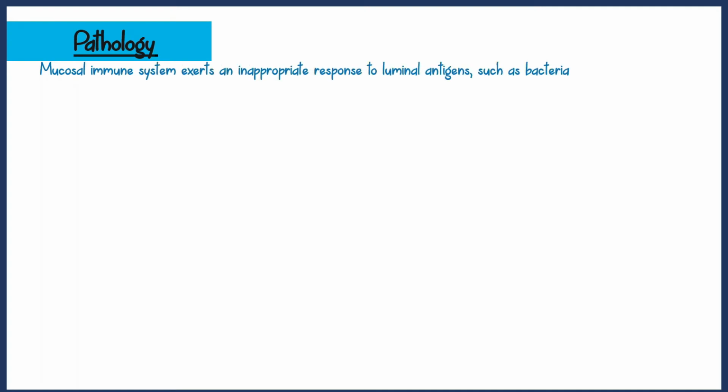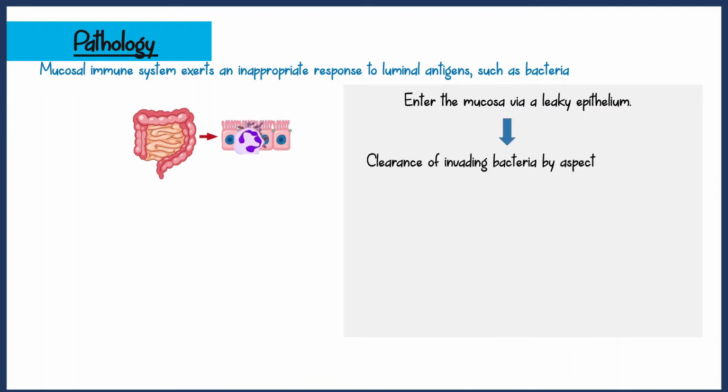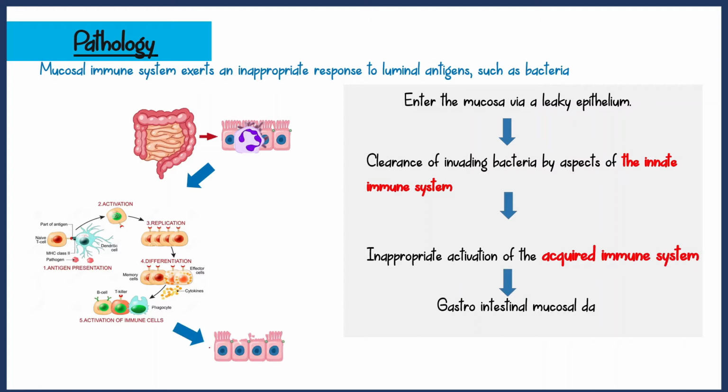Pathology. Inflammatory bowel disease occurs when the mucosal immune system exerts an inappropriate response to luminal antigens, such as bacteria, which may enter the mucosa via a leaky epithelium. Recent research has highlighted deficiencies in the clearance of invading bacteria by aspects of the innate immune system, such as neutrophils, which may allow inappropriate activation of the acquired immune system, leading to gastrointestinal mucosal damage.